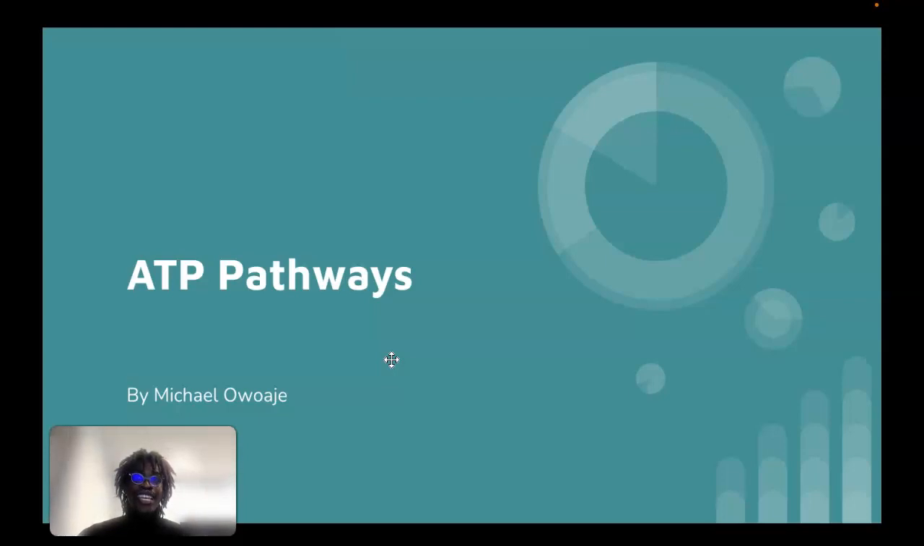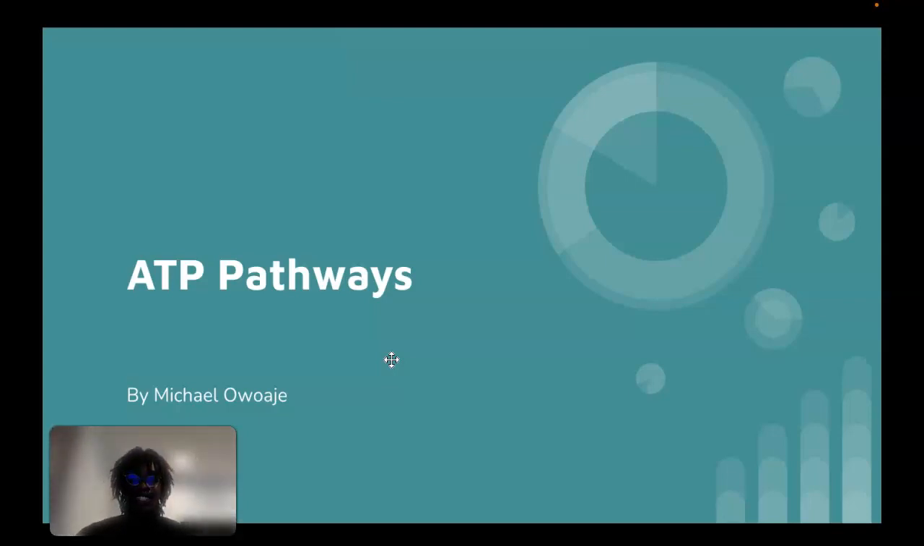I'll go over the key steps of each pathway, the ATP yield of each pathway's interaction across exercise intensity and duration, the limiting factors of each pathway, and the real-world applications of each pathway.